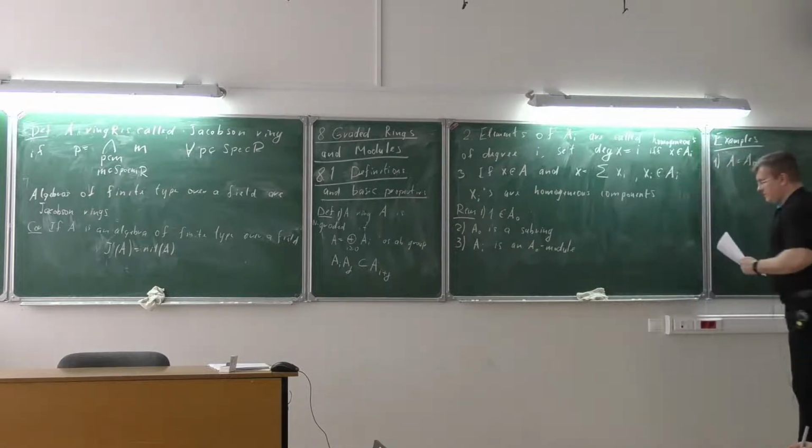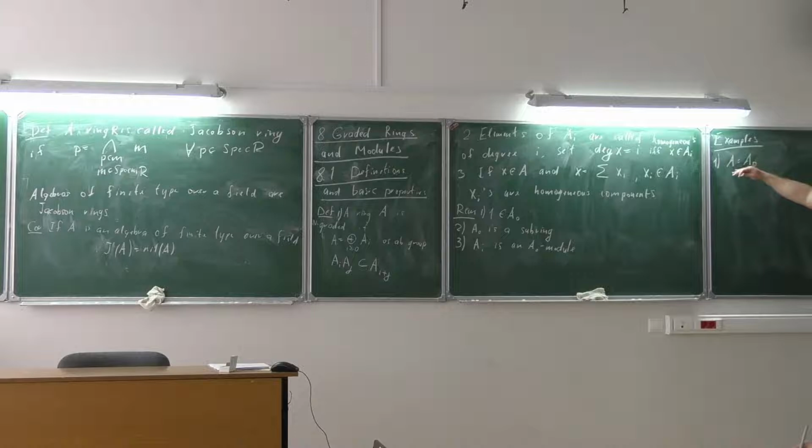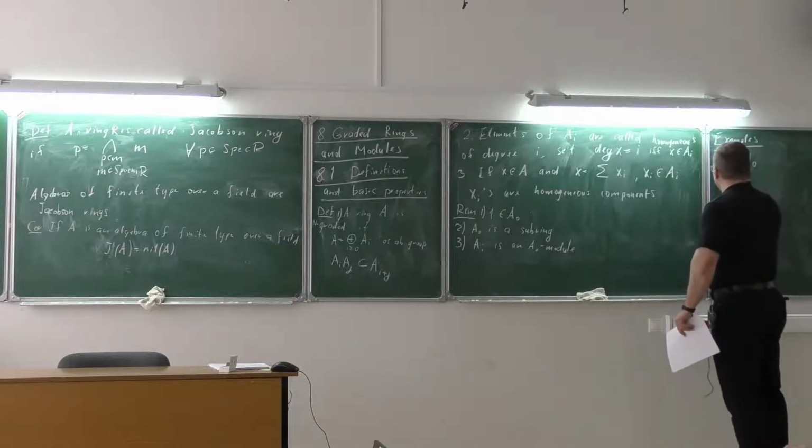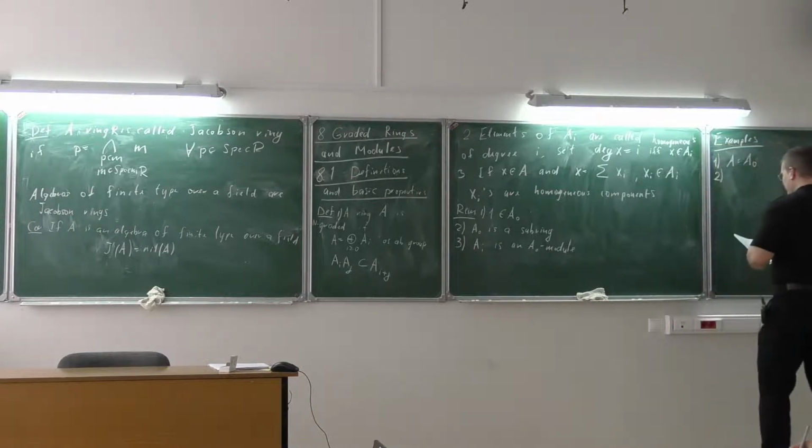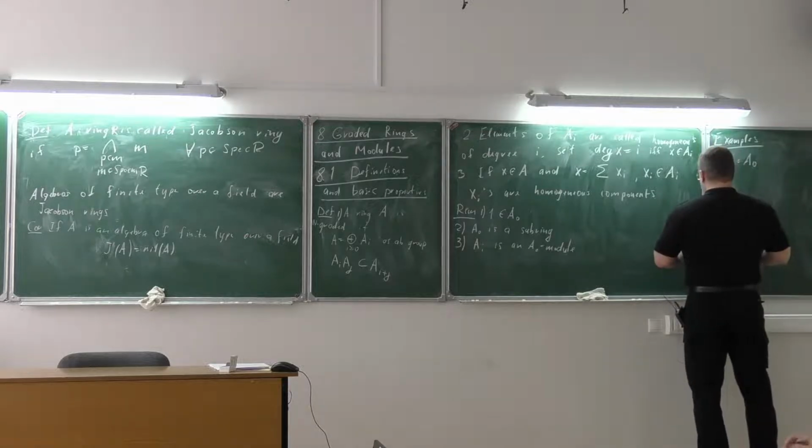A is equal to A0. So on any ring, you can put a grading such that everything is in degree 0. That's a trivial example, but still we can do this. So, example number 2.